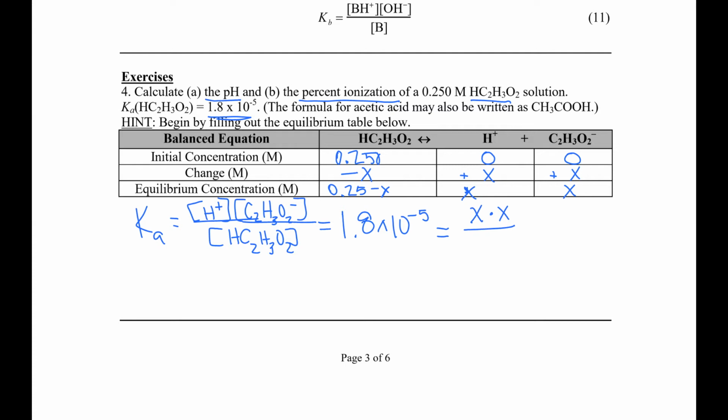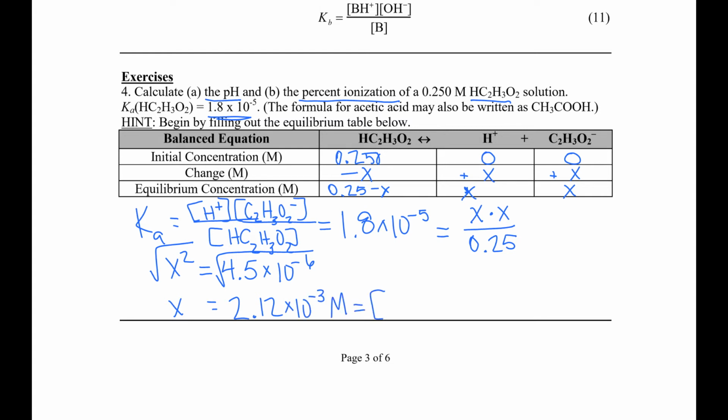So I have X and X on the top. And then at the bottom, remember I told you we're going to get rid of the minus X, so it's just 0.25. At this point, we're just solving an algebra problem. So we multiply our two numbers together, and I get that X squared equals 4.5 times 10 to the negative 6. In order to find X, I need to square root both sides. So X equals 2.12 times 10 to the negative 3 molar.